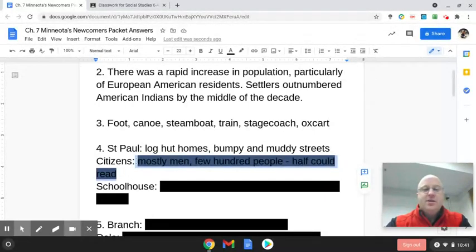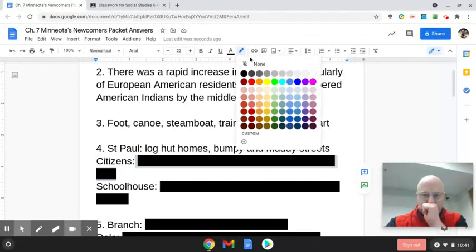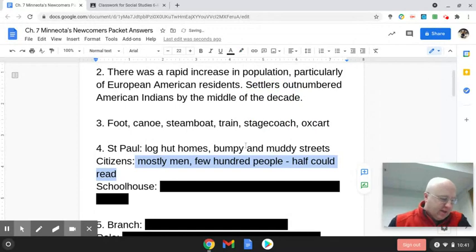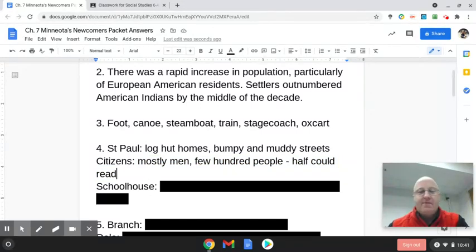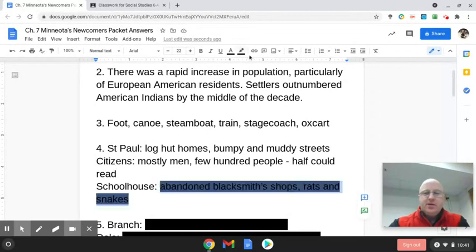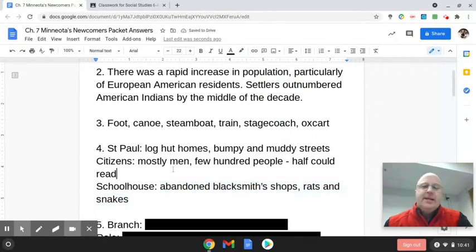The citizens of St. Paul, when Harriet Bishop arrived, the citizens were mostly men. There were a few hundred people, and about half of those people could read. And the schoolhouse where Harriet Bishop would set up her school was in an abandoned blacksmith shop. You'd be in the middle of class and you could see rats running around in the corner or even have snakes slithering by you. Sounds like a fun place to go to school.